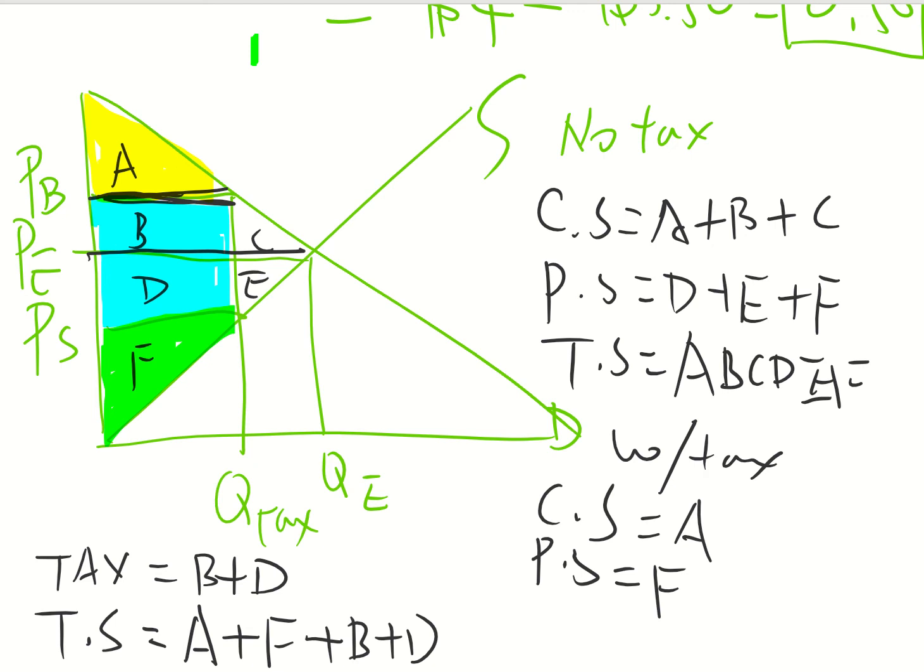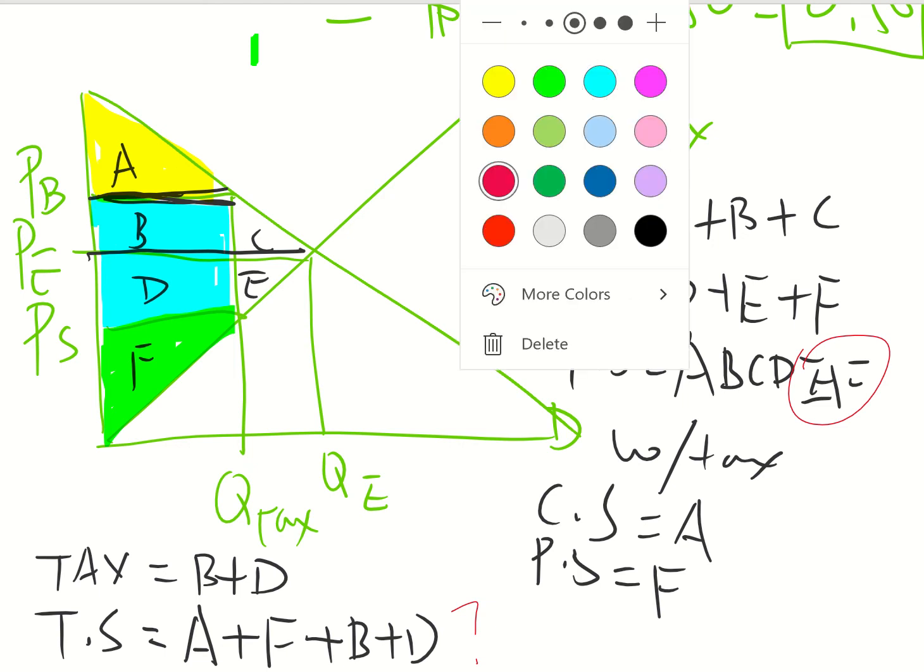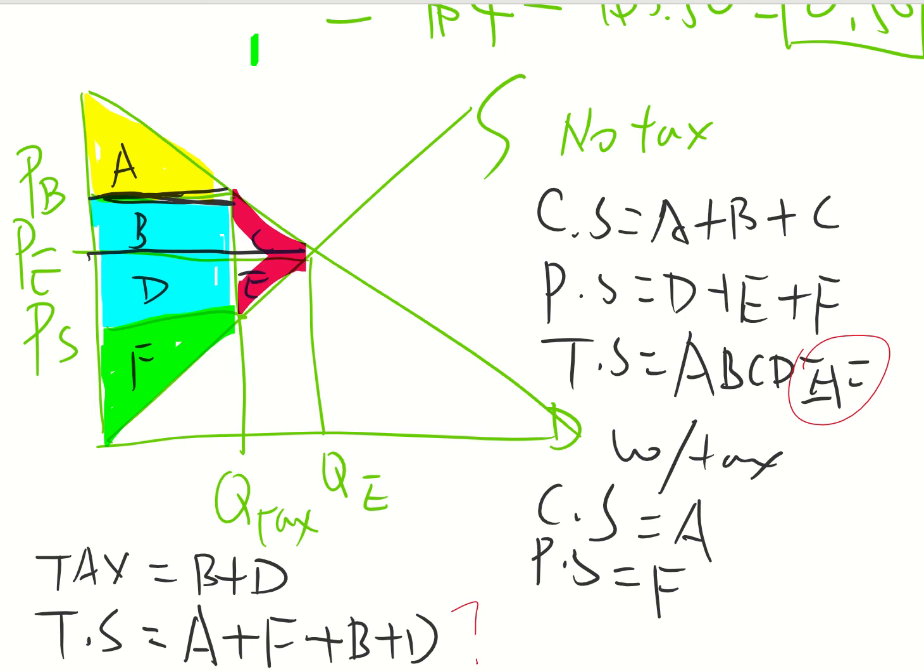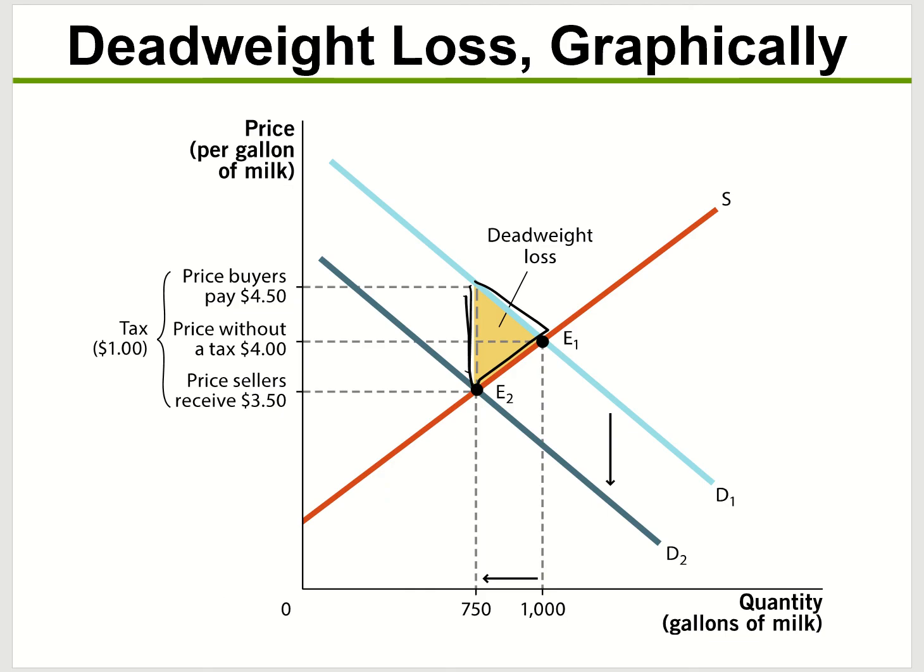But notice that before we had this E and F, right? But now we don't have them anymore. So E and F, they are lost. We call E and F deadweight loss. So that's the loss of efficiency in the economy. Something we had before, but now with the tax, we don't have them anymore. So tax is inefficient because it caused deadweight loss.